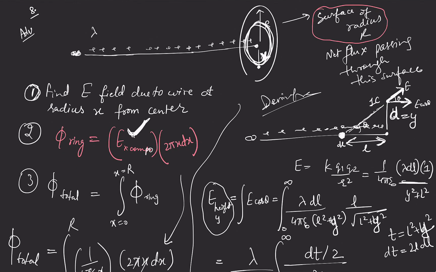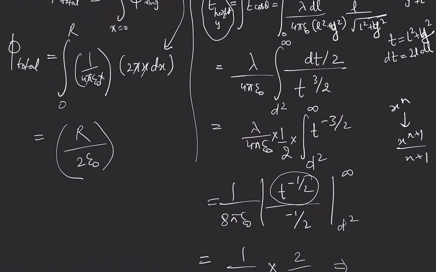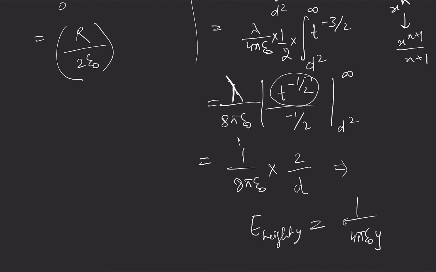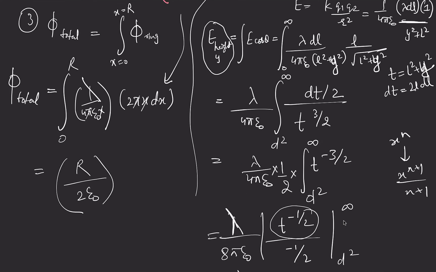It's a bit lengthy question. Try to do every step on your own from the very basics, and if you get stuck at any point, pause the video, rewind it and see again. And this is not 1, this is lambda. See, so many mistakes. So this is here lambda, so this will be lambda r by 2 epsilon naught.